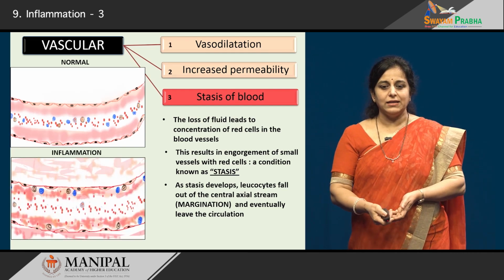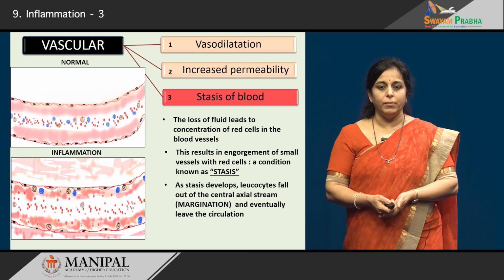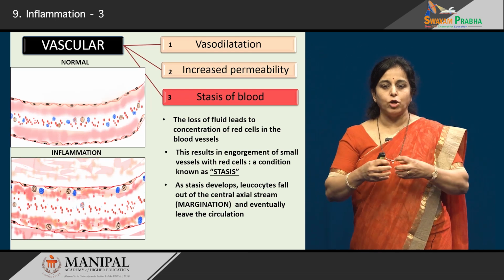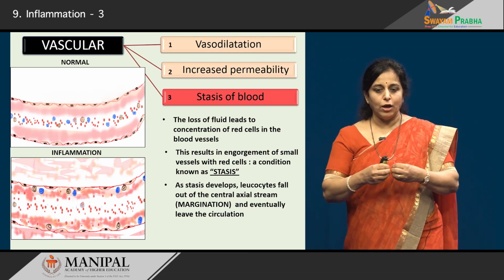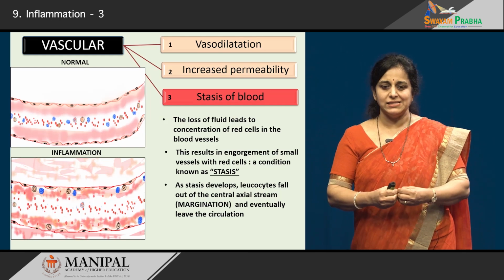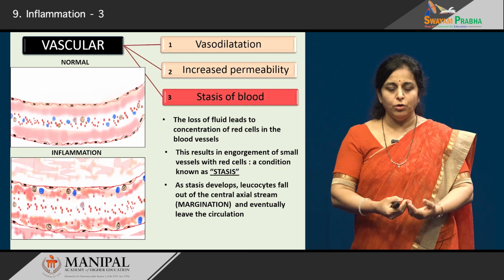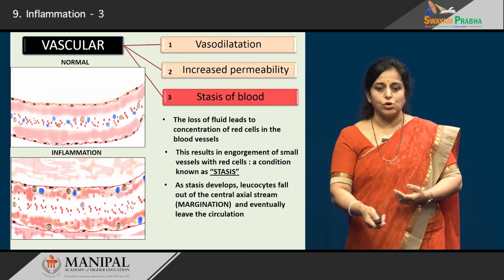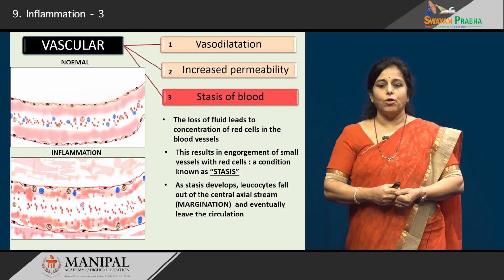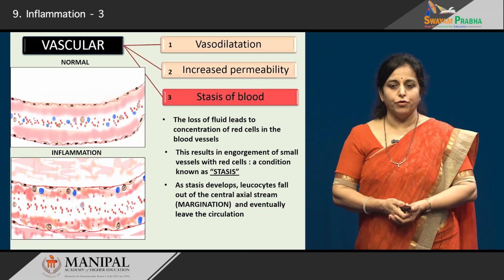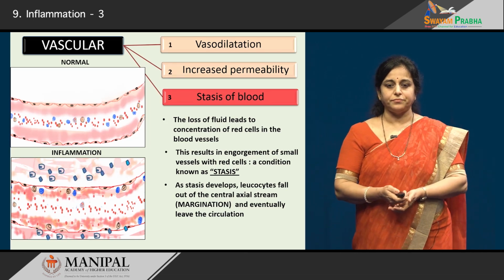So, you can see here in this picture, when compared to the normal, the red cells have accumulated in the center. There is engorgement of red cells, which is stasis, because of which the white blood cells have fallen out of the central stream, what is called margination, and also eventually they move out of circulation.